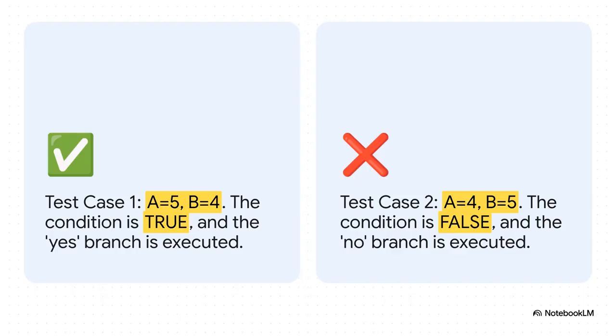Let's take a really basic check. Is A bigger than B? A single test just won't cut it. We'd need a test where, say, A is 5 and B is 4. That makes the condition true and sends us down the yes path. But then we also need a second test, maybe with A is 4 and B is 5, to trigger the false outcome and go down the no path. Only when we've tested both can we be confident that the decision logic is sound.